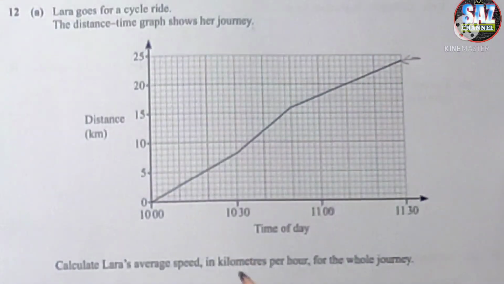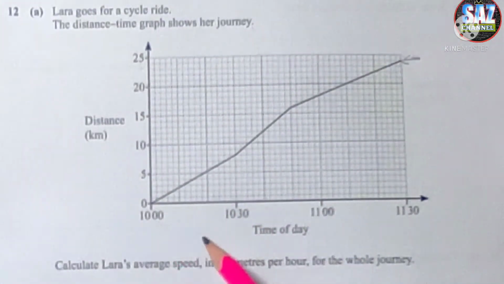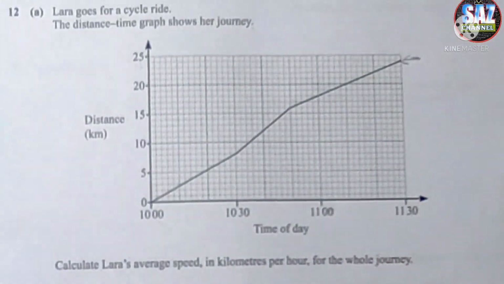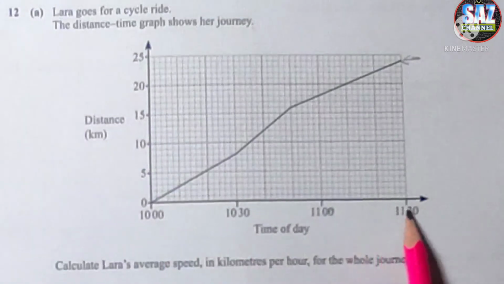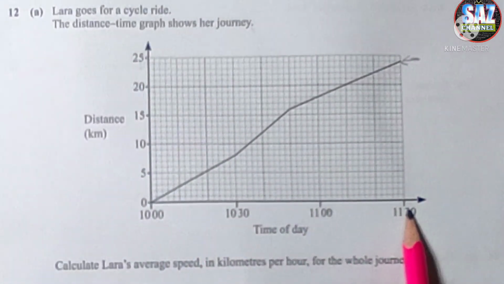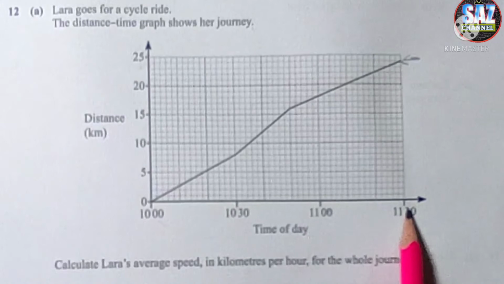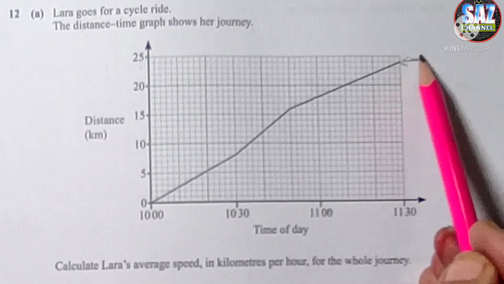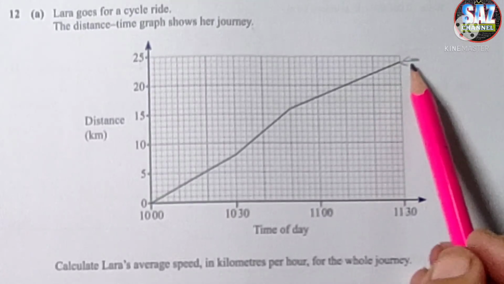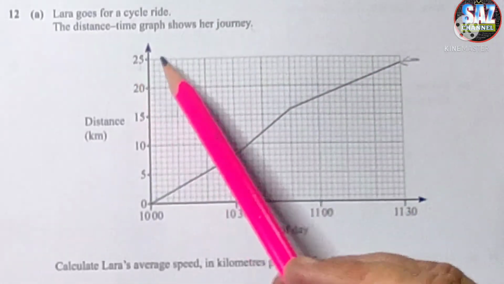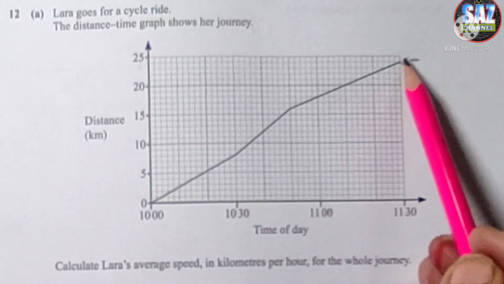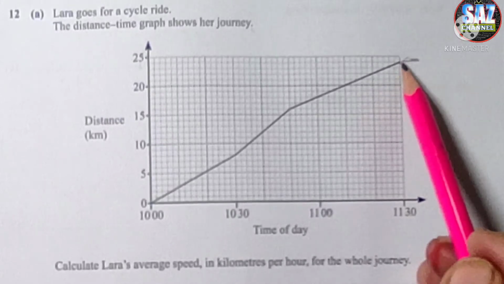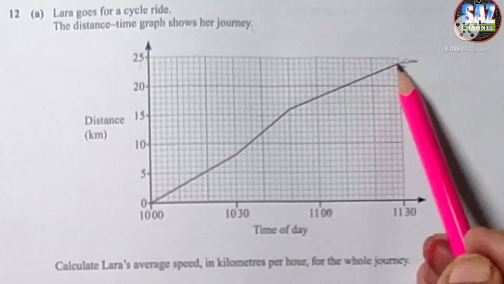Then if we look at the x-axis, from 10 to 11 we have 1 hour, and from 11 to 11:30 we have half an hour. So the total time of the journey is 1 and a half hours. This type of problem often comes in statistics graphs as well, such as the cumulative frequency curve. Students mostly just see the y-axis. They do not observe the ending point of the graph, and that causes them big trouble. So you have to see what the ending point of the graph is as well.